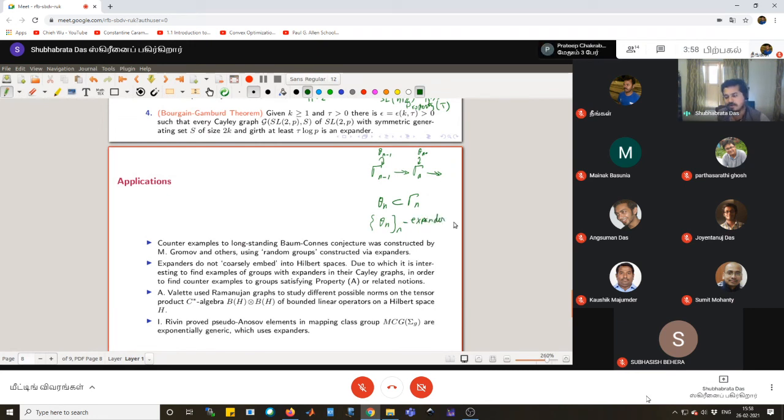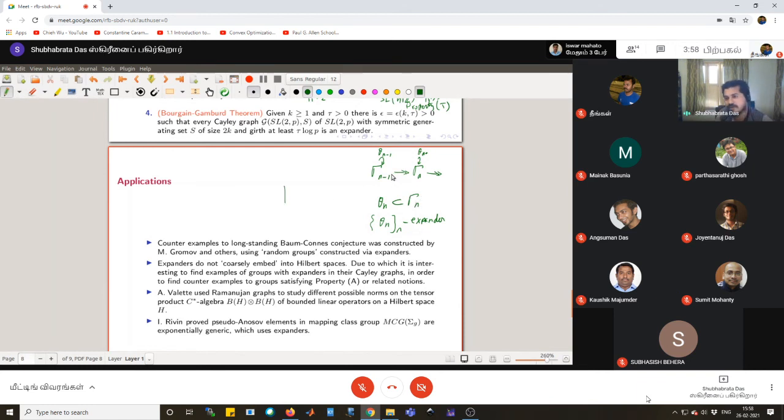Now, why do they talk about such things? Because there is a property of expanders that they do not coarsely embed in Hilbert spaces. So the expansion in such graphs is not compatible with the Hilbert space metric. So they do not coarsely or uniformly embed in Hilbert spaces, and that is the property used in such groups.